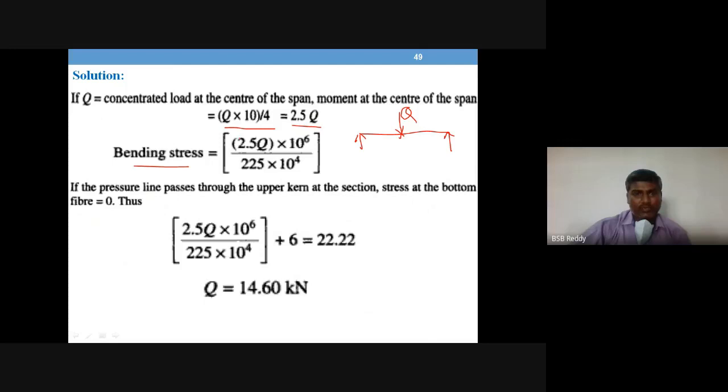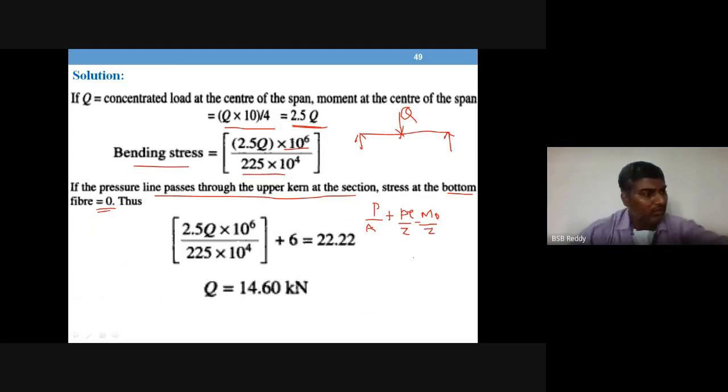WL by 4 is this one, and the stress due to that is M by Z. This is M value in kilonewton meter. Now convert that into Newton mm, that will be by Z. Now apply the condition that if the pressure line passes through upper kern section, stress at bottom shall be 0. So you write the formula for stress at bottom like P by A plus PE by Z minus Mg by Z minus Mq by Z.